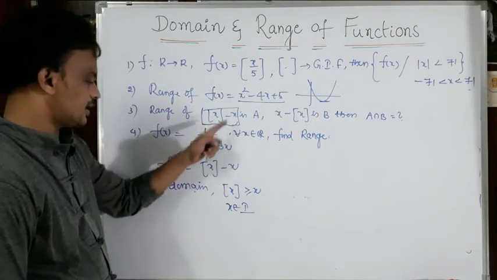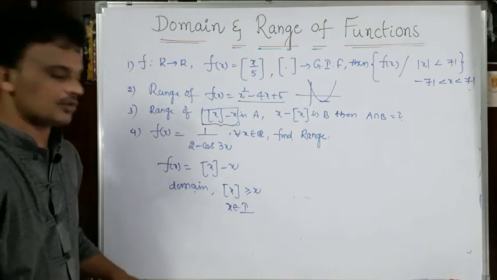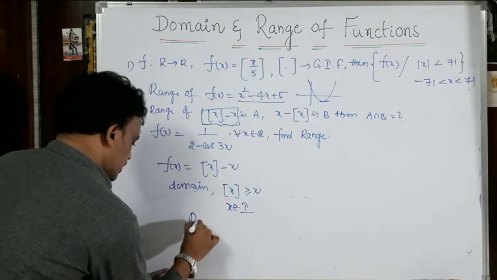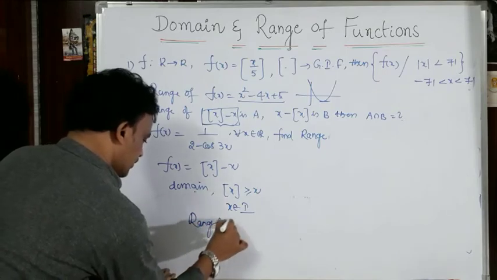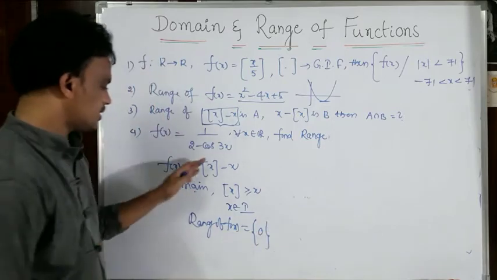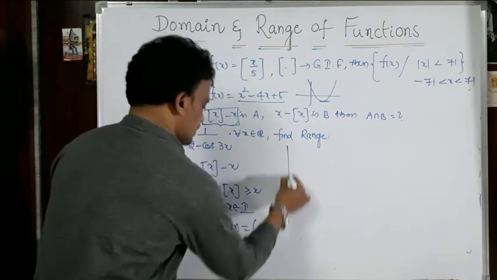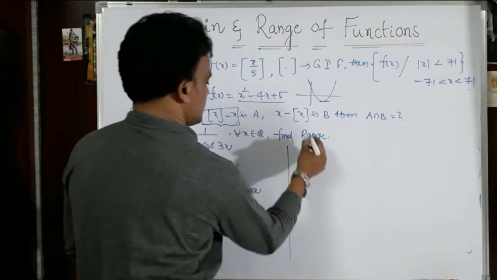Ceiling of x minus x, for an integer like 5, ceiling of 5 minus 5, always gives 0. In that case, the range of the first function f(x) is the set {0}. Why? Because the domain is only the integers. Okay, so coming to the second function, x − ⌈x⌉.